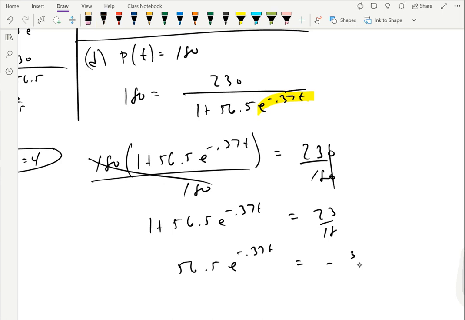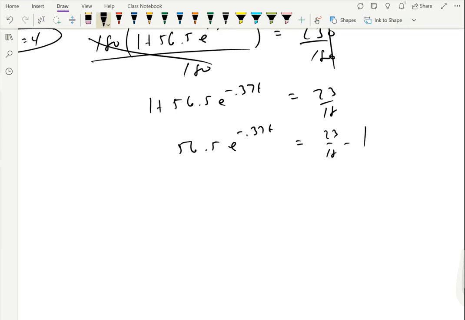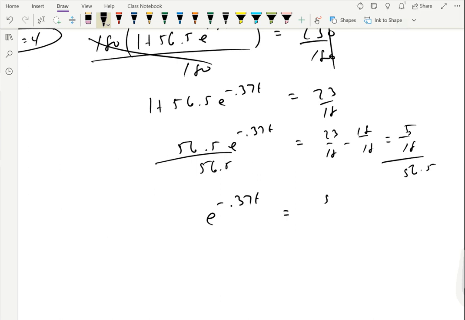So, excuse me, I'm subtracting the 1, so I want 23 eighteenths minus 1. Now that reduces quite nicely here, because 1 as far as eighteenths would be 18 eighteenths, so that's going to end up being 5 eighteenths. Okay, so we'll go ahead and call this 5 eighteenths. Then I'm going to divide both sides by 56.5. So e to the negative 0.37 t equals 5 eighteenths divided by 56.5. I was going to say 57 for some reason.